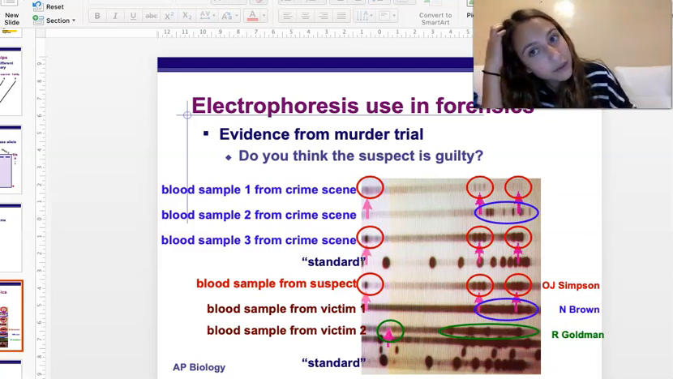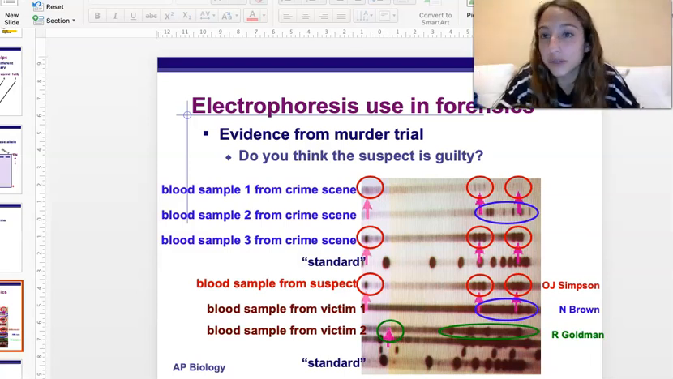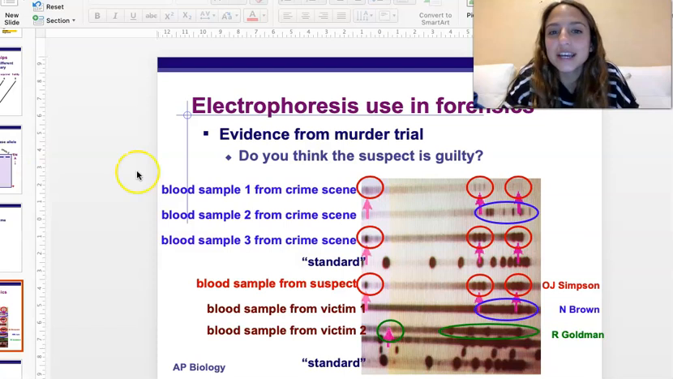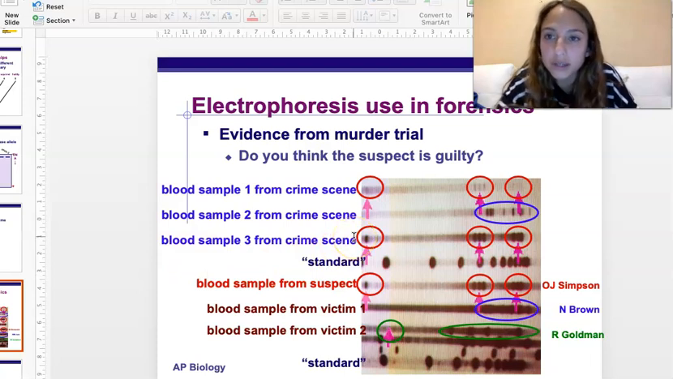I know he killed his wife, okay, but he was acquitted and he was free for a very long time, and so whatever. They didn't have this technology at that time. So right now what you can see is that you had blood sample 1 from the crime scene, blood sample 2 from the crime scene, blood sample 3 from the crime scene. So you had 3 different blood samples, or 3 samples.